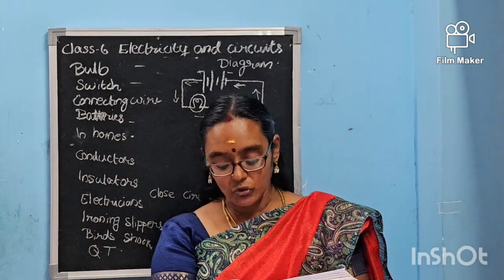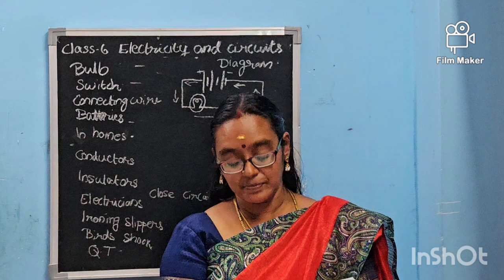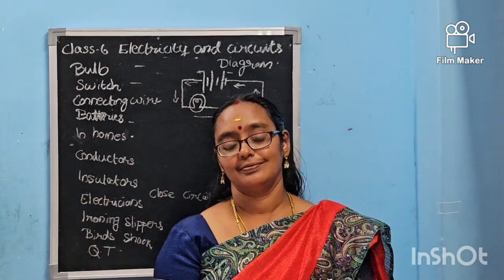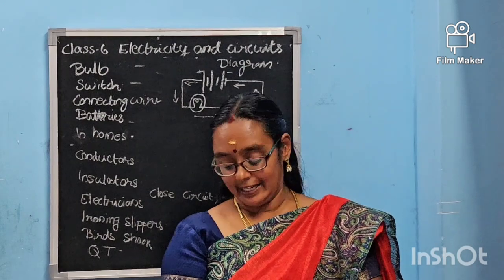Second one. The device used for breaking the electric circuit is dash. And the third one. The positive terminal of the cell is made of dash.